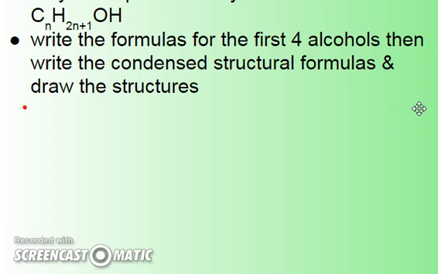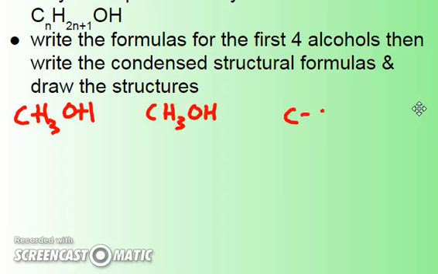So my first one, C1, H is 2 times 1 plus 1, is going to be CH3OH. And my condensed structural formula is going to be the same again. And so when I draw this, I'm going to have 3 hydrogens, and in place of that 4th hydrogen is going to be the OH group.